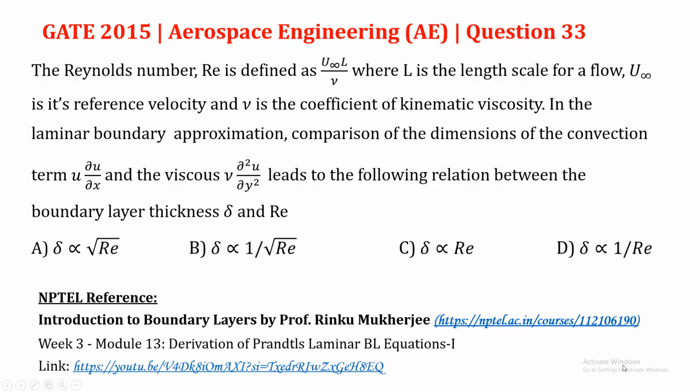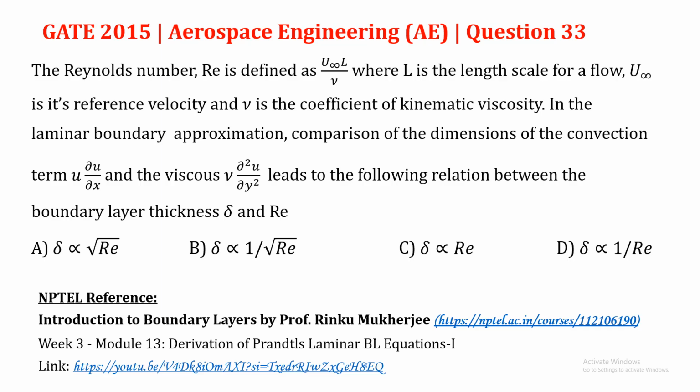Hello everyone, let's solve a problem from GATE 2015 Aerospace Engineering paper, question number 33. So the question is, the Reynolds number is defined as U infinity L by nu, where L is the length scale of the flow and U infinity is its reference velocity and nu is the coefficient of kinematic viscosity.